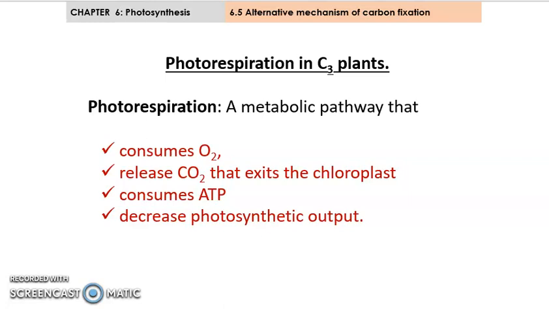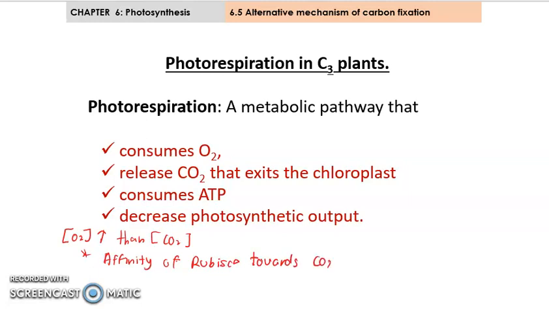So what happened to the photosynthetic output? So it will decrease the photosynthetic output. Okay, so secara ringkasnya bila level of the oxygen is higher, okay, then carbon dioxide concentration. Okay, so what happened? Okay, the affinity of enzyme Rubisco towards carbon dioxide is low. Okay, when concentration of carbon dioxide is low.